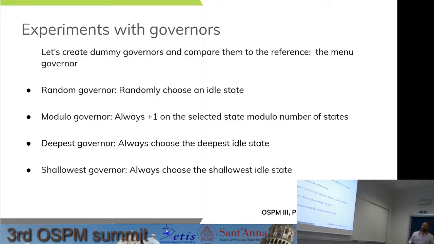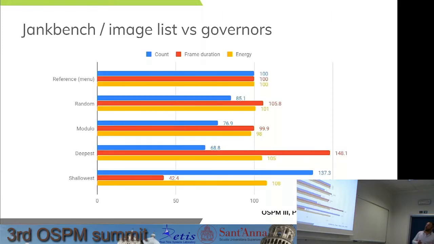Then we have the deepest governor. We don't care about any prediction; we just go to the deepest idle state. And then we have the shallowest governor, where we choose the shallowest state without doing any prediction. And these are the results. It's normalized: for the count, higher is better, and for the other ones, lower is better.